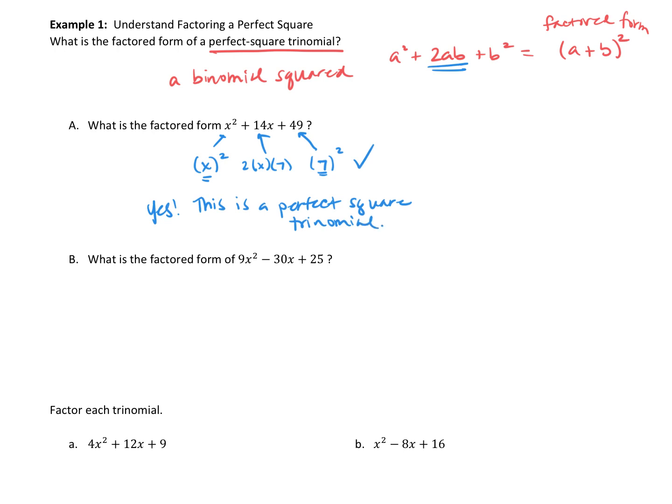So when we recognize that, that means that we can factor it. Factored form will be the square of a binomial. So factored form will be x plus 7 squared. Whatever we squared to get the first term and whatever we squared to get the last term. But we do have to make sure that that middle term, 2 times that x times that 7, has to equal the 14x.